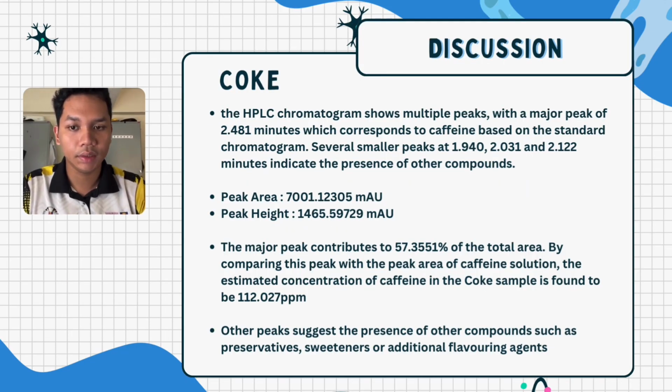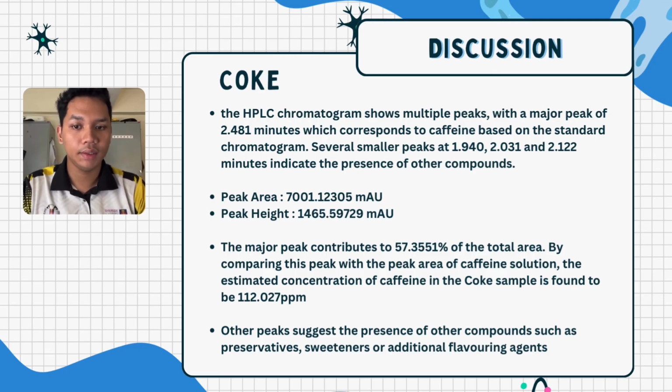The first solution that we're looking at is Coke. The HPLC chromatogram shows several peaks with a major peak at 2.481 minutes, which corresponds to the caffeine based on the standard solution. Several smaller peaks at 1.940, 2.031 and 2.122 minutes indicate the presence of other compounds. Based on the spectrum, the peak area is 7001.1235 MAU and the peak height is 1465.57929 MAU. The major peak contributes to 57.3551% of the total area.